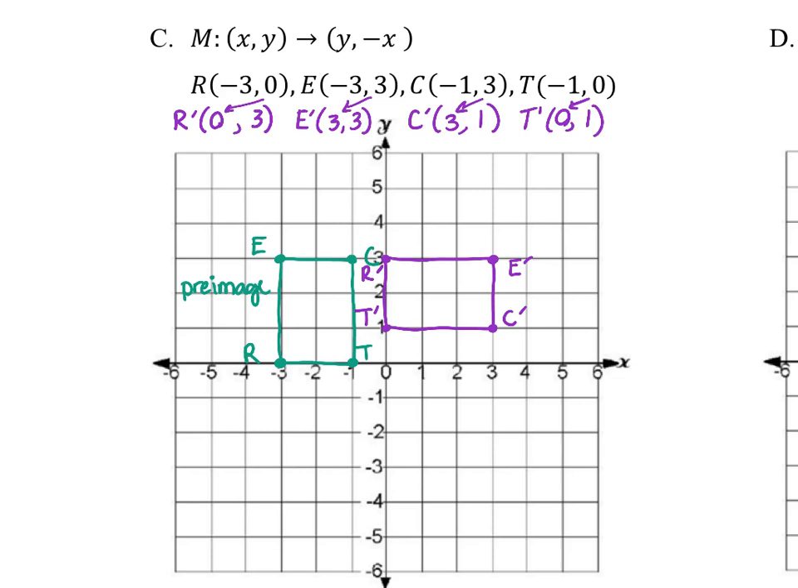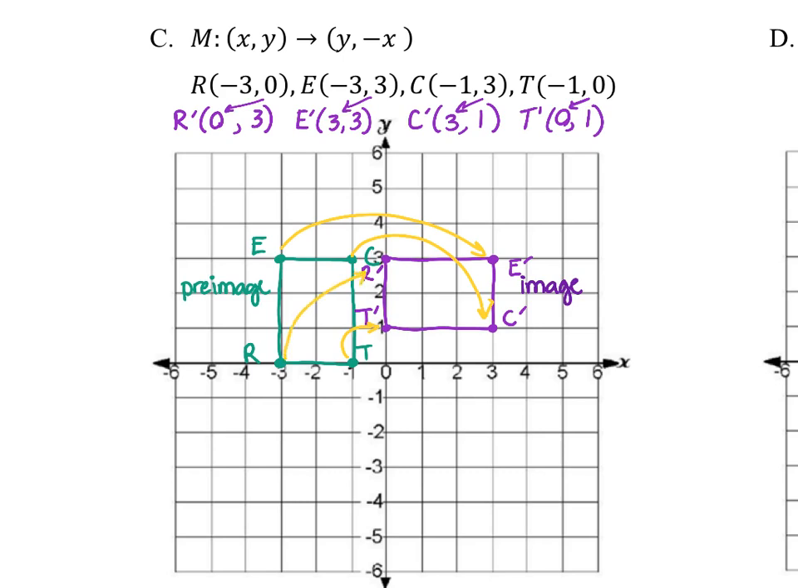So our pre-image was a rectangle and our image is a rectangle, but the orientation of the two rectangles is different. The pre-image is kind of standing up in the vertical direction, and in the image it's kind of laying down in the horizontal direction. And so let's take a look at what happened to the individual points. We can see that point T ended up at T prime, C ended up at C prime, E ended up at E prime, and R ended up at R prime.